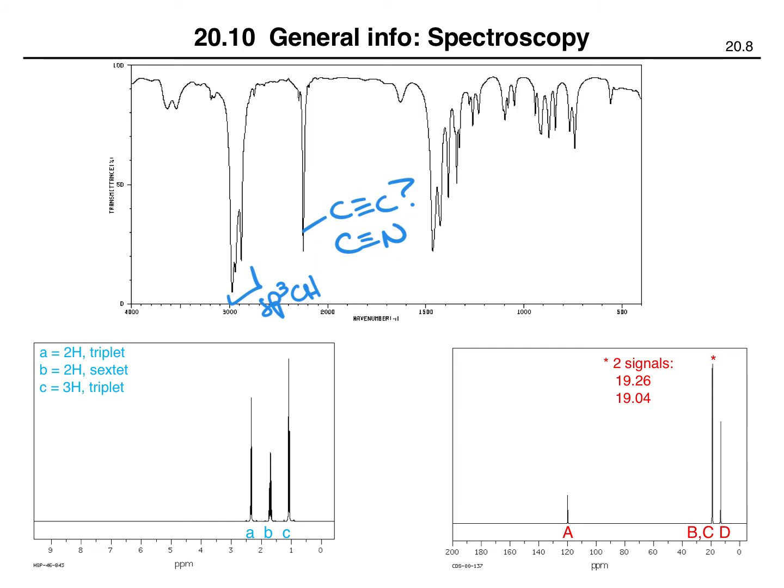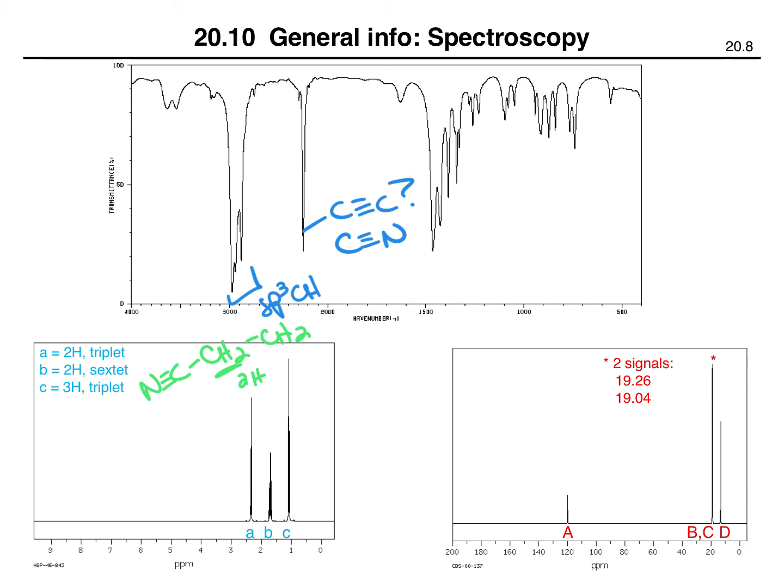Next, if we look at proton NMR, we have our signals at about 2.4, 1.7, and 1. Signal A corresponds to 2 hydrogens, and it's a triplet. So this must be a CH2 group. It's a triplet, so it must be next to another CH2 group, and it shows up at about 2.4 because it must be next to the nitrile.